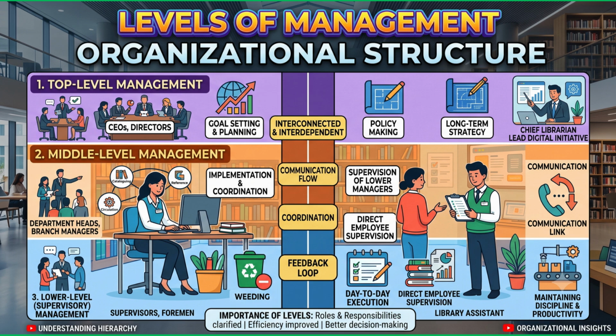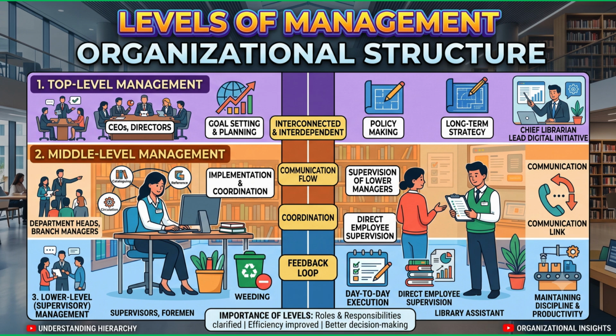Lower level, supervisory, management. Lower level management is the lowest level in the hierarchy and directly supervises the work of employees. This level includes supervisors, foremen, and section assistants. Their primary responsibility is to ensure that day-to-day tasks are carried out efficiently. Lower-level managers interact directly with workers and are responsible for maintaining discipline, motivation, and productivity. For example, in a library, a circulation assistant supervising the issue and return of books represents lower-level management.